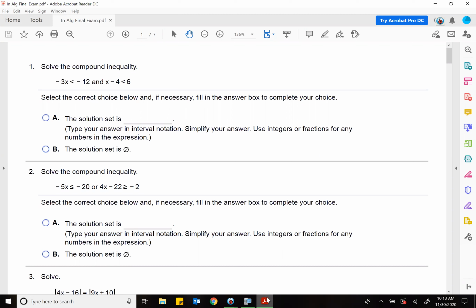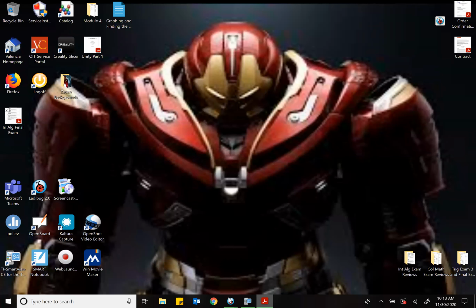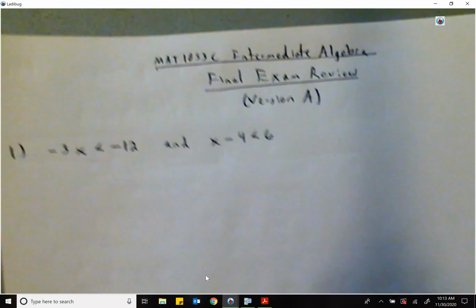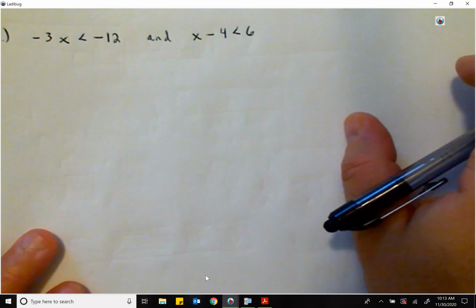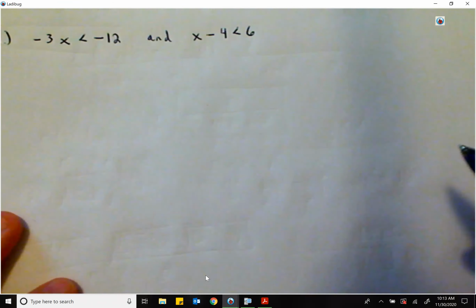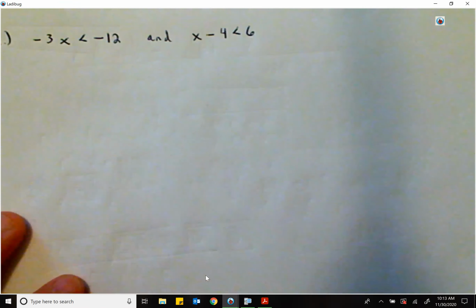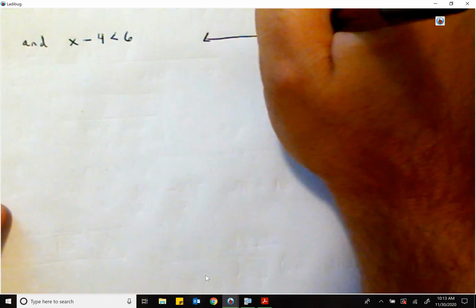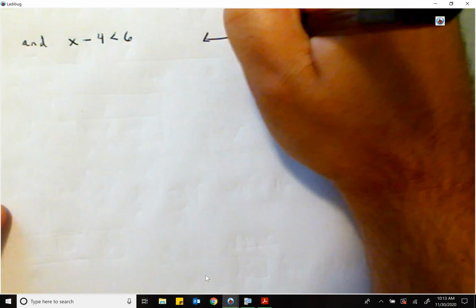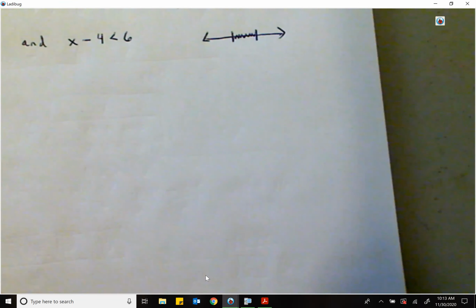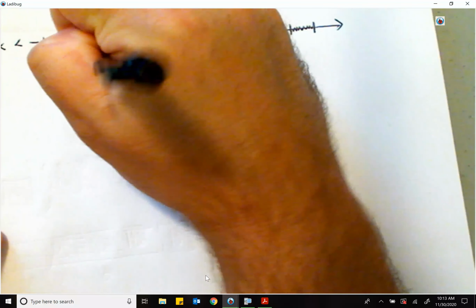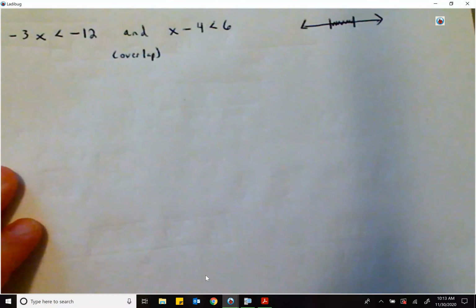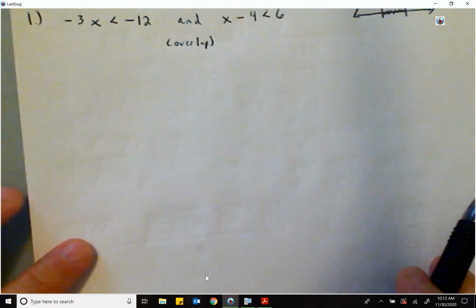Where do ands normally shade? Where do ands normally like to shade? Where they overlap, absolutely, which usually happens in the middle. So if we had a number line, ands usually like to shade in there. But definitely correct, and is all about where they overlap or what they have in common when we shade. So let's take these two problems and let's solve them individually.